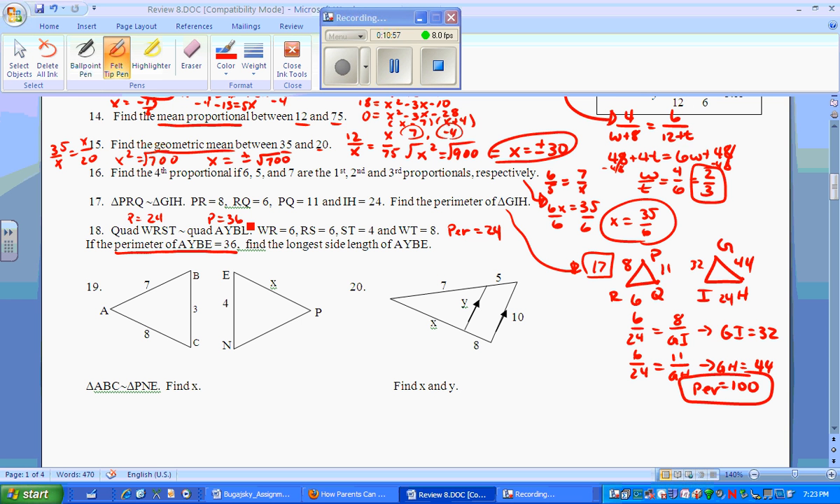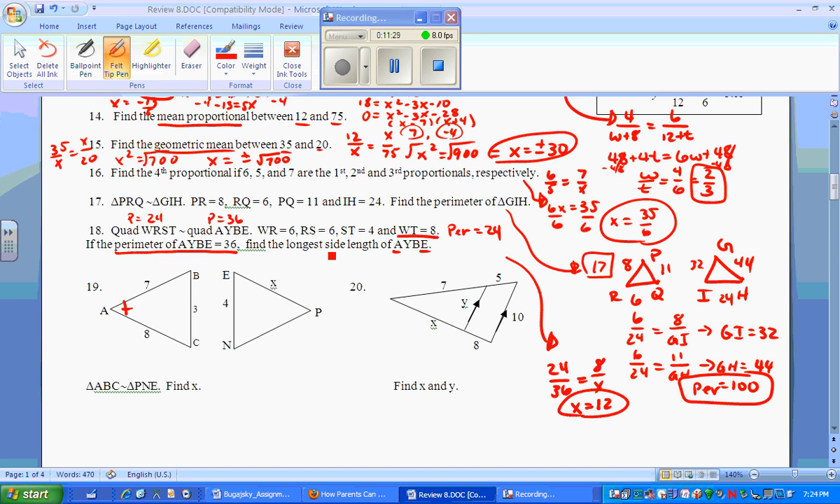So when we look at it, we can set up the proportion that we need. And we want the longest side, so the longest side has to be against WT, which is AE. So we do, go down here, 24 to 36 as 8 is to x. Solve it, x ends up equaling 12.